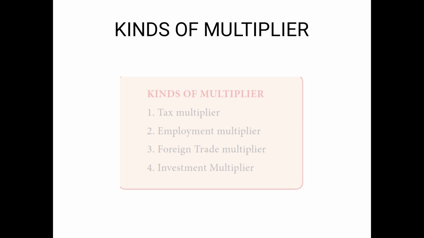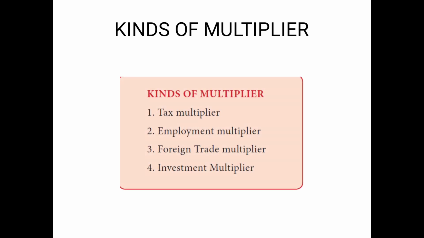Now the kinds of multiplier. We have four kinds of multiplier: tax multiplier, employment multiplier, foreign trade multiplier, and investment multiplier. This also can be an internal question for you. What are the different types of multiplier?